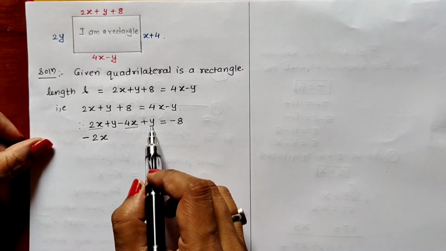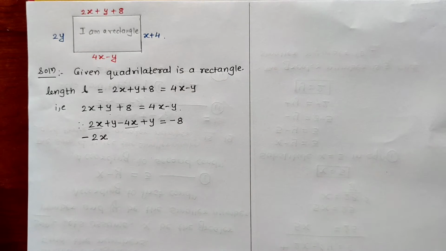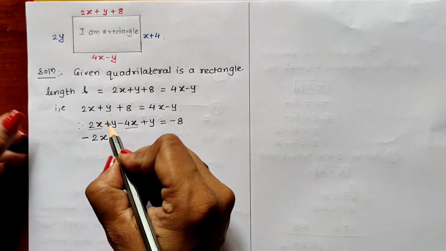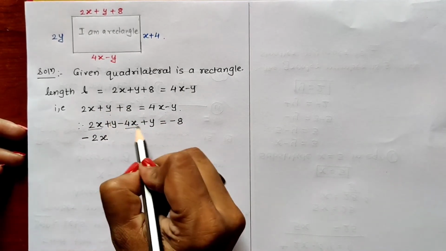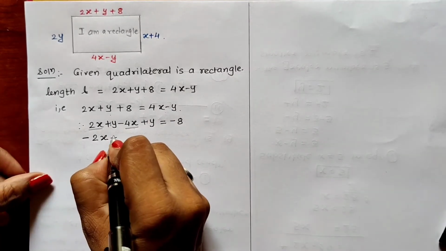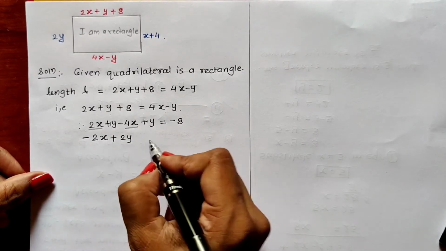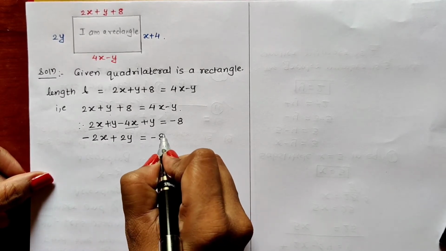And plus y, no coefficient is there, which means always 1 is there. Always keep this in mind. When the coefficient is not there with the variable, always 1 is there. So 1y plus 1y, what will be the answer? It will be 2y. Both are having plus sign. So plus 2y is equal to minus 8.